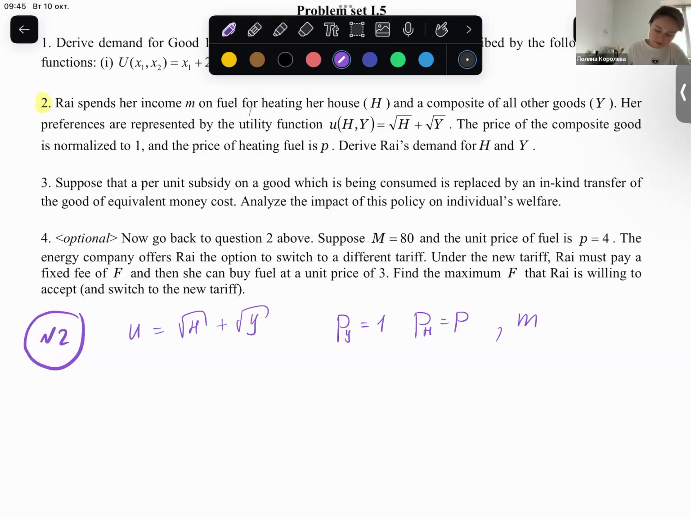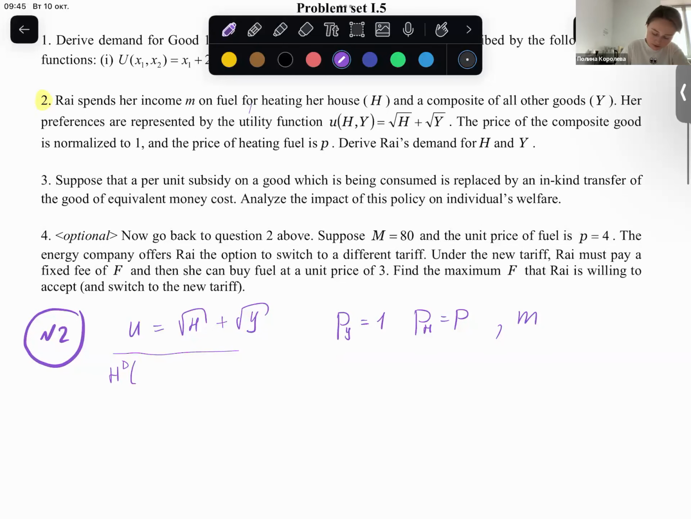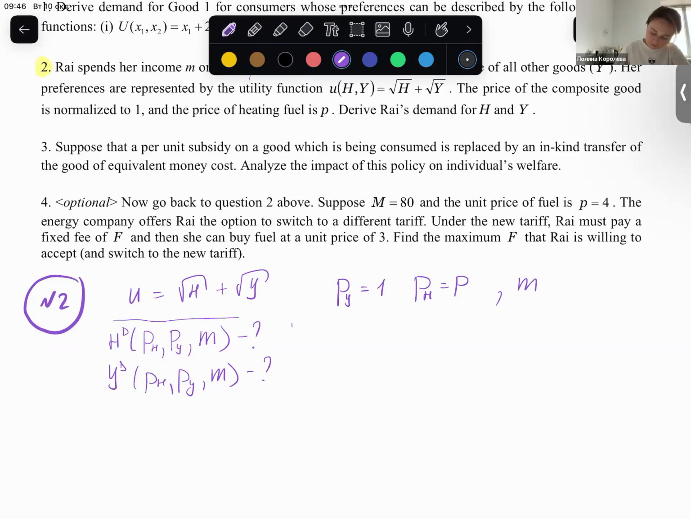So first of all, we write down the task. We should find the Marshallian demand for heating. So let's say it's HD. It is a function of the prices of these two goods: it depends on the price of heating, the price of the composite good, and income. So this is our task, and also the same for the composite good. From the utility maximization program, we will find the demands, the Marshallian demands. So let's start. The first step is to write down the utility maximization program.